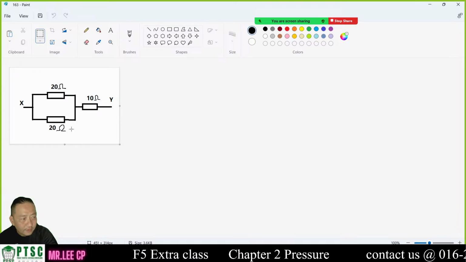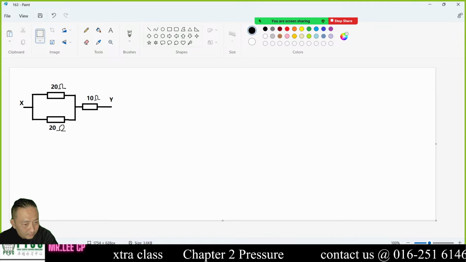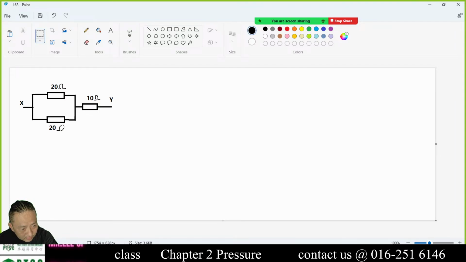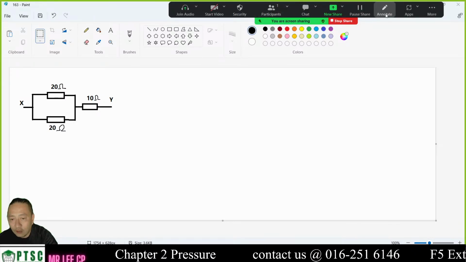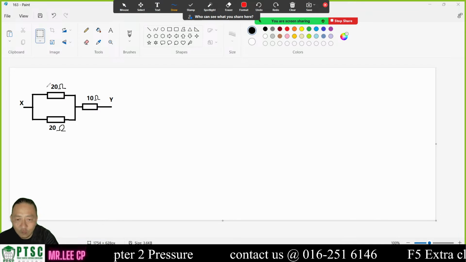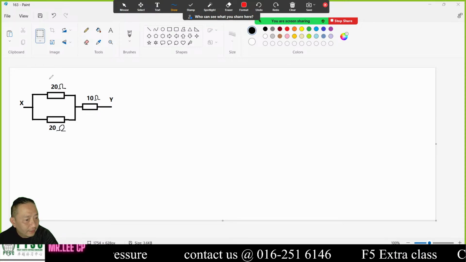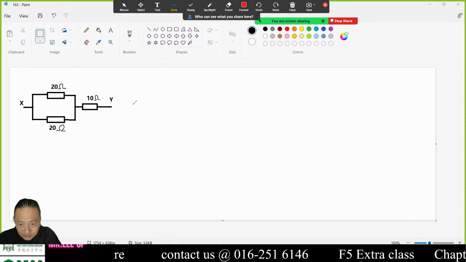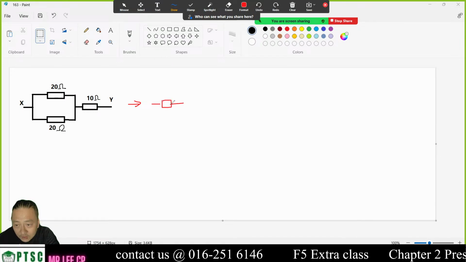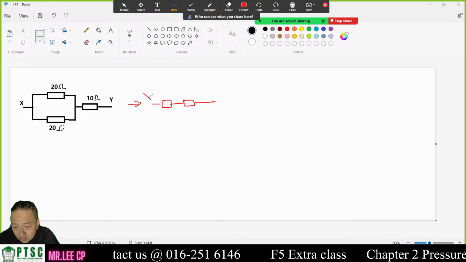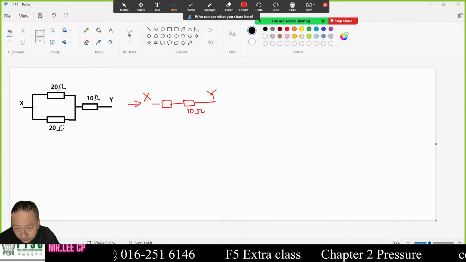All right, let's do this one. How to find the effective resistance between X and Y? This one is equivalent to, how to do it? These two you combine become 1, and then become 1. This is X, this is Y. So this 10 still remains, 10 ohm. This is 20 and 20.